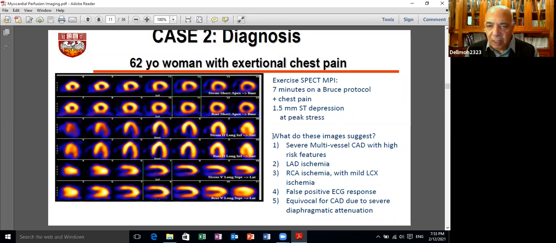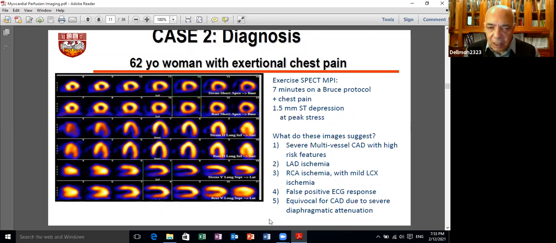What do these images suggest? Number one, severe multivessel coronary artery disease with risk features. Number two, left anterior descending ischemia. Number three, right coronary artery ischemia with mild circumflex ischemia. Number four, false positive ECG response. Number five, equivocal for coronary artery disease due to severe diaphragmatic attenuation.